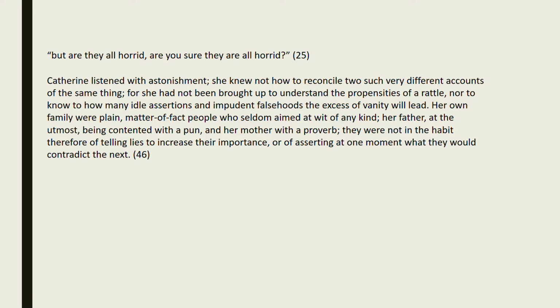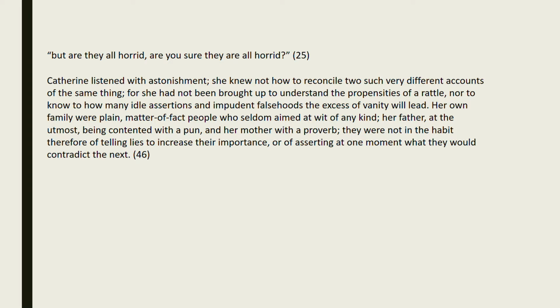For she had not been brought up to understand the propensities of a rattle, nor to know how many idle assertions and impudent falsehoods the excess of vanity will lead. Her own family were plain, there's that word again, matter-of-fact people, who seldom aimed at wit of any kind. So a little joke at their expense there. Wit can mean several things. It might mean they're stupid, or it might simply mean that they're plain-speaking, earnest, honest.